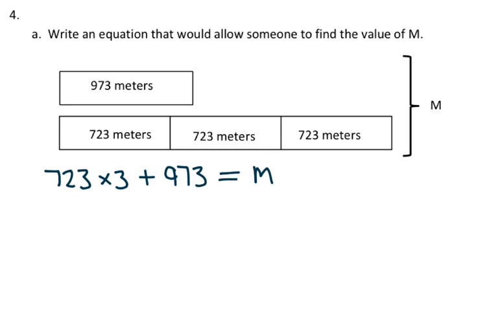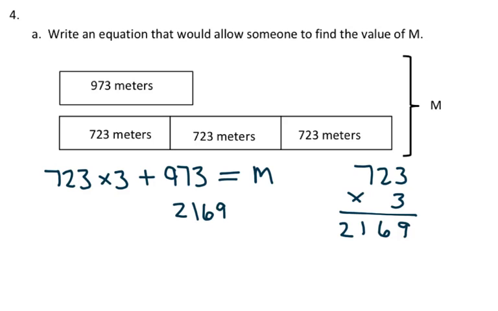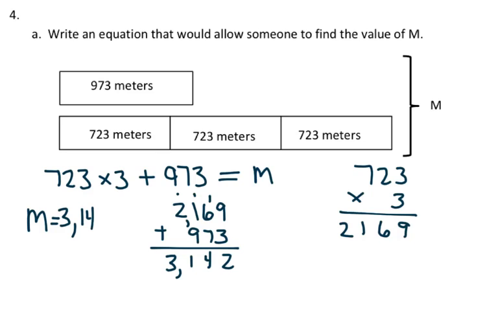So now I'm going to go ahead and solve this equation here. So I have 723, and I'm going to multiply it by 3. Okay, I have 2,169, and I'm adding 973, 14, 11. So 3,142. So m is equal to 3,142.